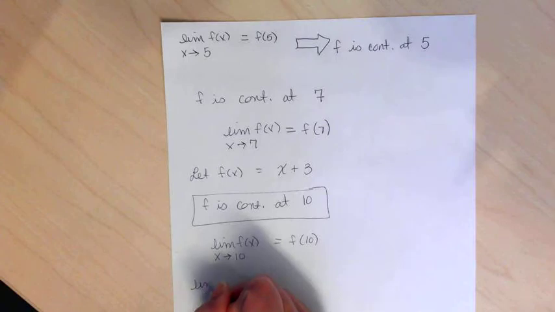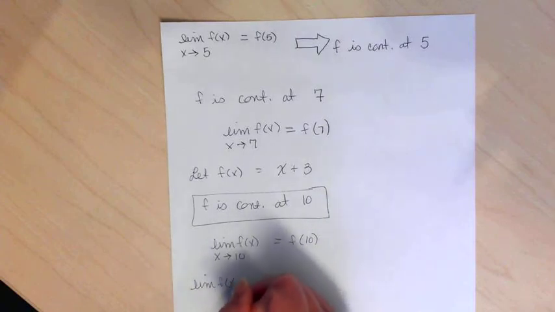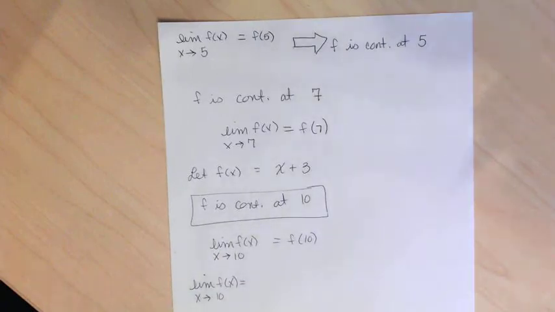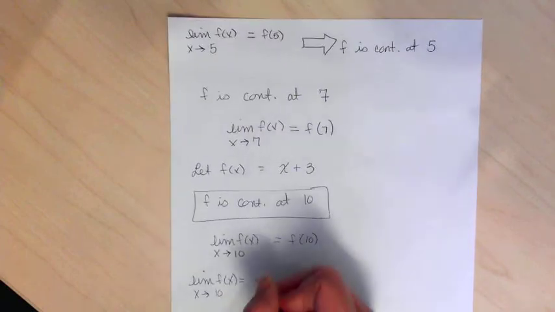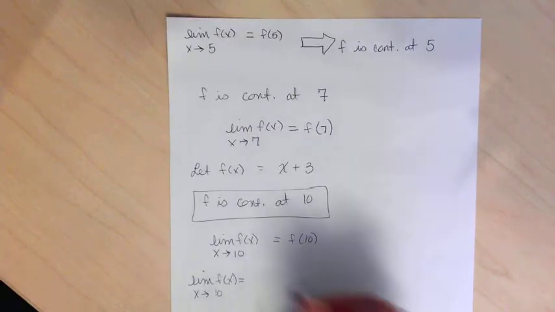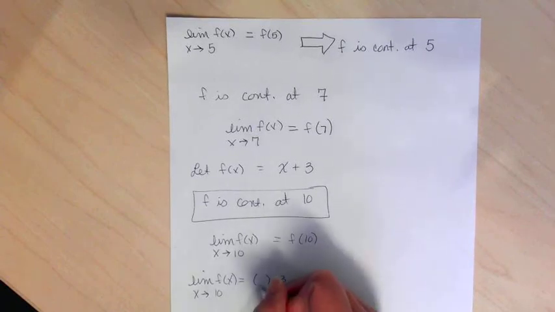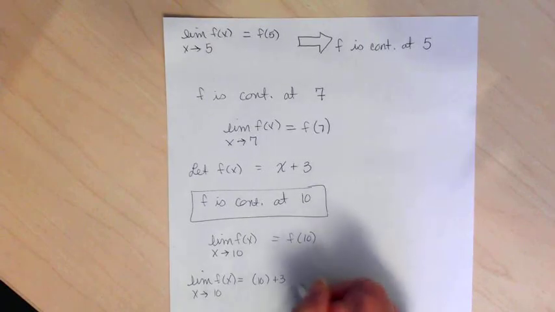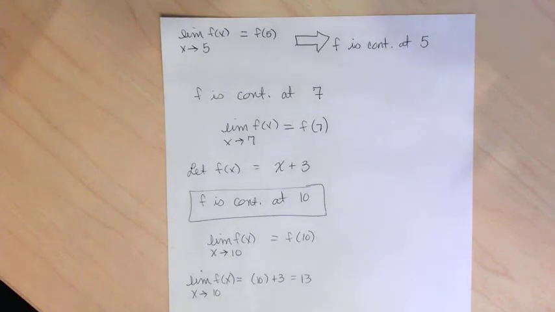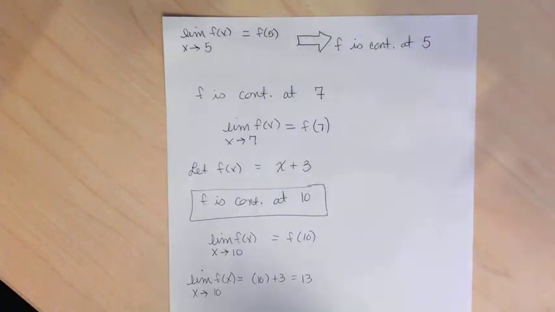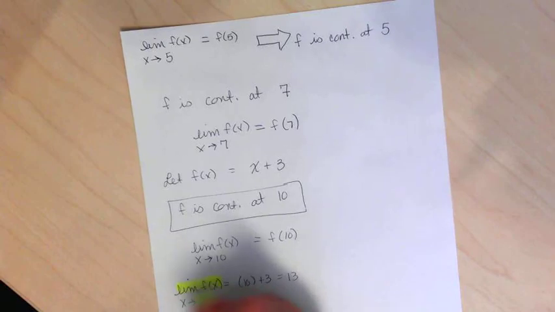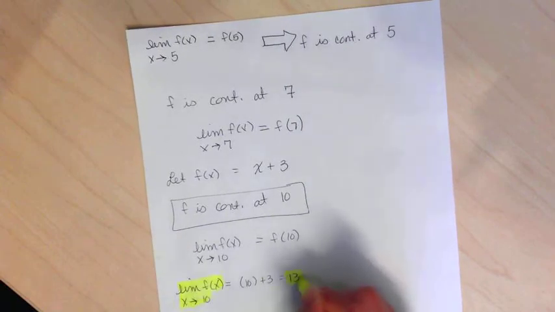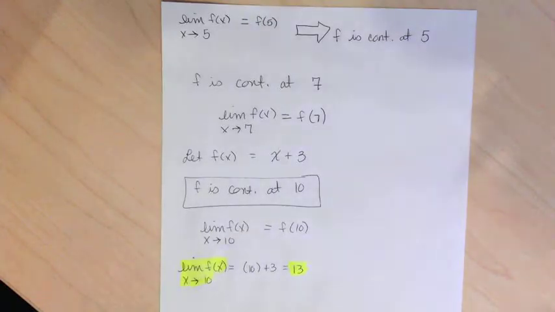Now let's look at each of these two pieces and see if they are in fact equivalent. What is the limit of f of x as x approaches 10? We can use direct substitution and say that if f of x is x plus 3, we can replace the x with 10 and get 13. So the limit of f of x as x approaches 10 is equal to 13.